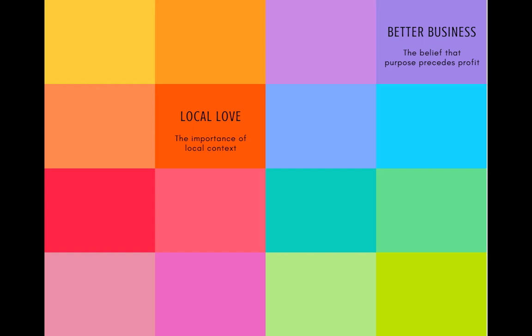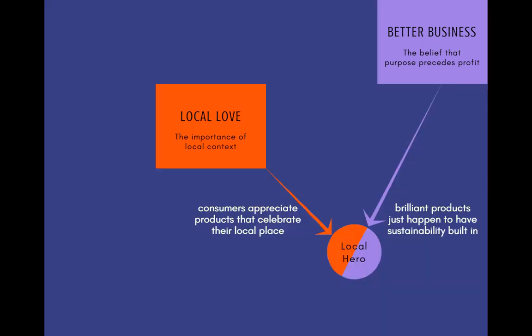But I'm just going to touch on one other trend that I'm particularly interested in, and it combines elements from a couple of broader trends called better business and local love. Now, at the intersection of those, there's a trend that I'm calling local hero. It's about brilliant products that prioritize purpose over profit, and the fact that consumers love brands that celebrate their local place. Now, bearing in mind when it comes to the travel industry examples, local is the destination where our experience takes place. I'm just going to dive into a few examples of the trend before we wrap up.